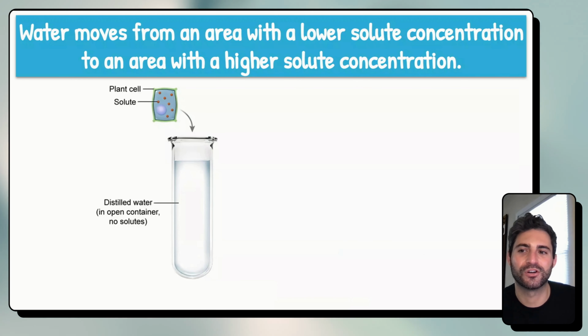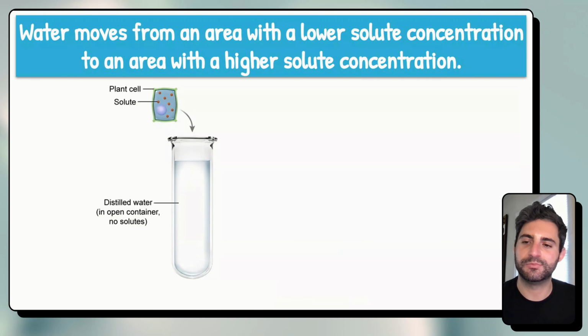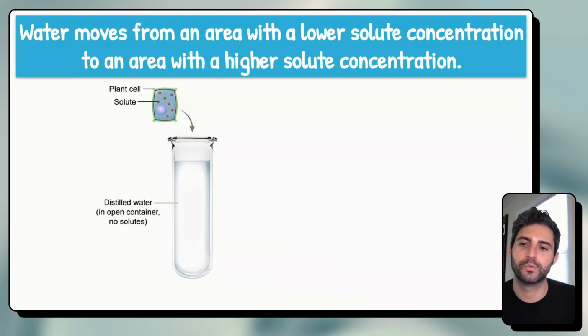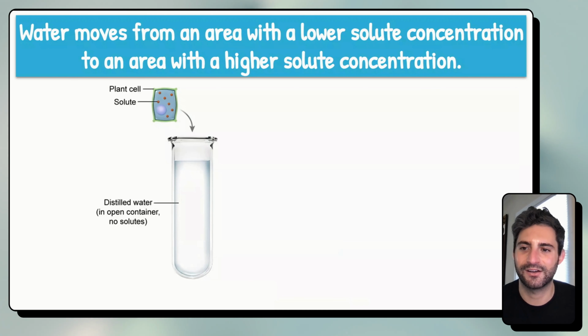Take a look at this figure. Here we see that a plant cell, which has solutes contained within, is being placed in distilled water. Remember, distilled water contains no solutes. So, distilled water will be a hypotonic solution compared to the stuff inside the cell. If we place that plant cell into the distilled water, can you predict where water will go? Will it exit the cell and go into the test tube, or will water from the test tube enter the cell?